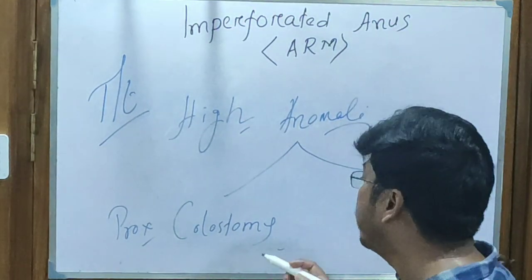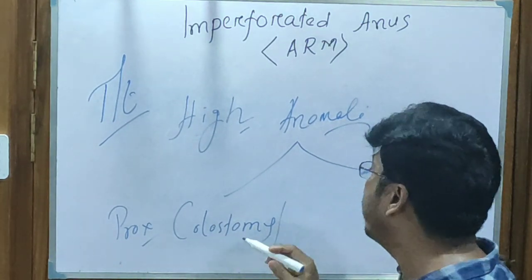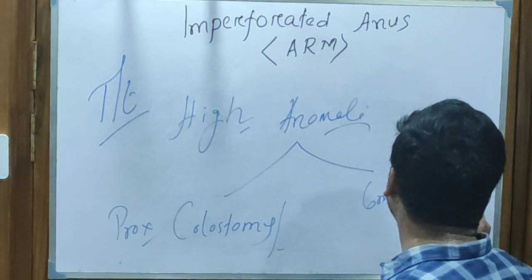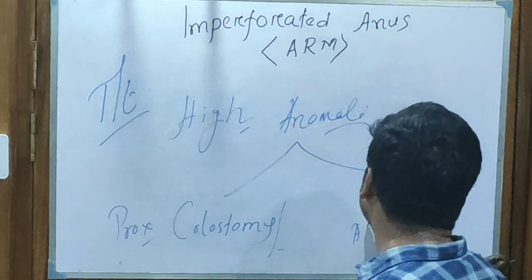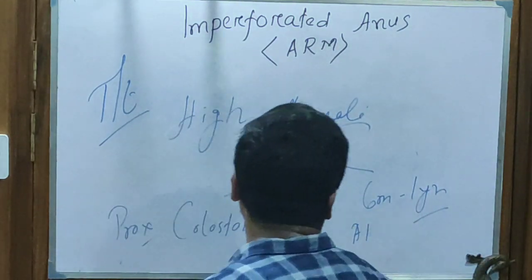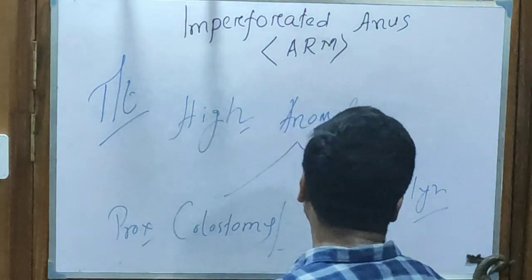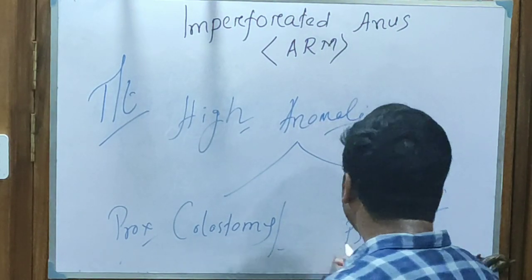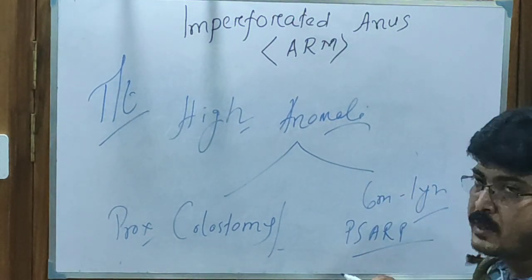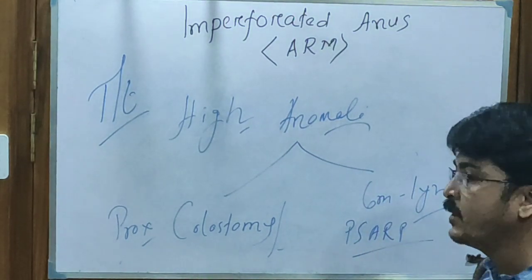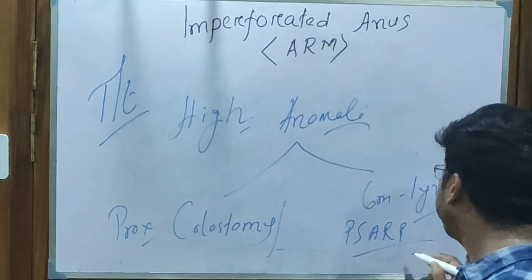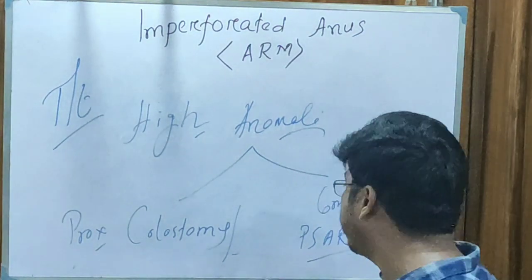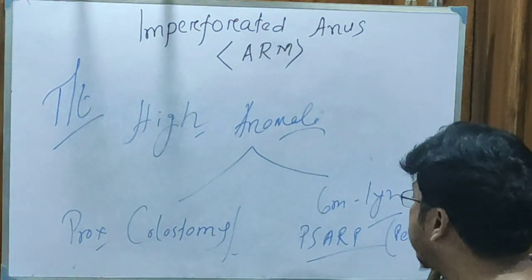acute intestinal obstruction. So colostomy should be the first operation, and after 6 months to 1 year, the PSARP, posterior sagittal anorectoplasty. PSARP, posterior sagittal anorectoplasty, is a very important term. It was invented by Pena, the surgeon, who invented the operation posterior sagittal anorectoplasty.